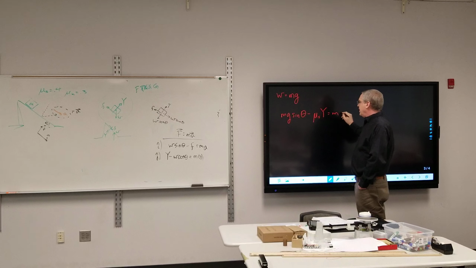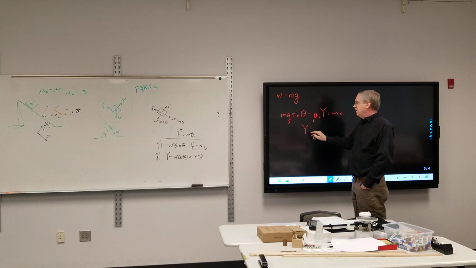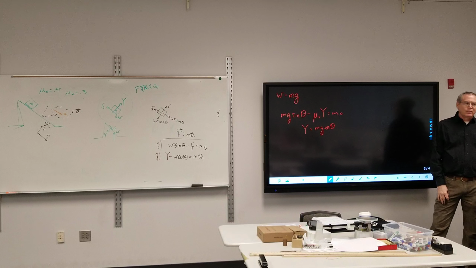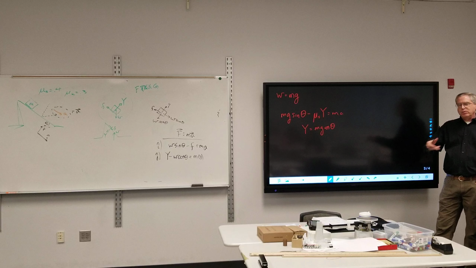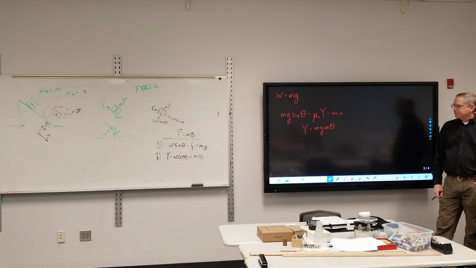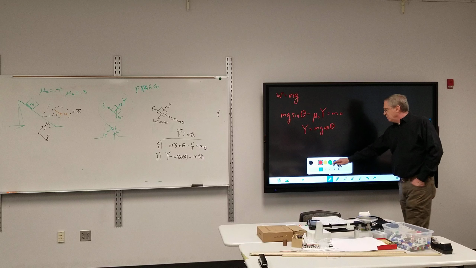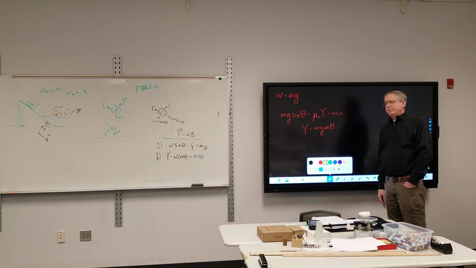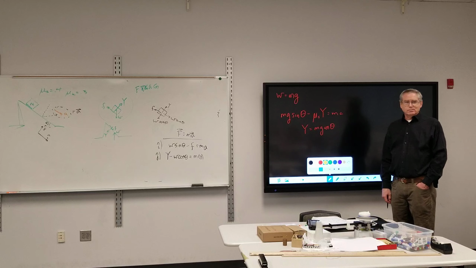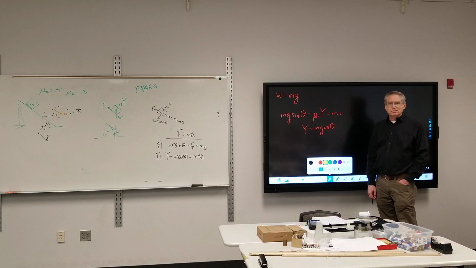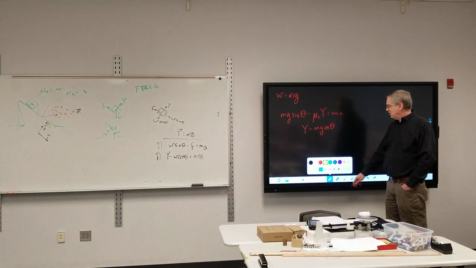And that's equal to ma, and on the other side, we have y equals mg cosine theta. And yes, I substituted and brought that term over to the right-hand side. Now what? What comes after substitution? Solving. All right.